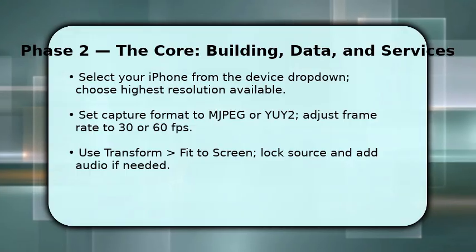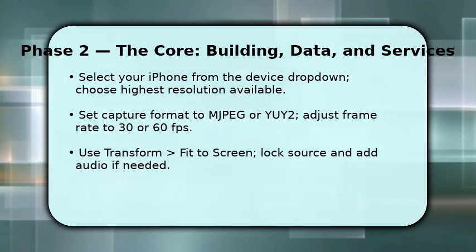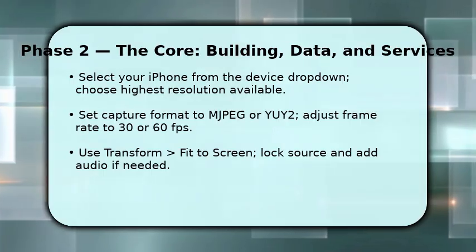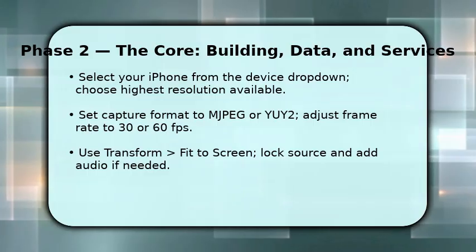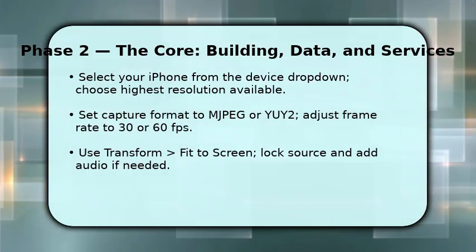Choose the highest resolution and the capture format that gives stable performance, typically MJPEG for lower CPU use or YUY2 for color fidelity. Next, set the frame rate to 30 or 60 FPS depending on your stream needs. Once video looks right, use Transform and choose Fit to Screen, then lock the source to avoid accidental moves.